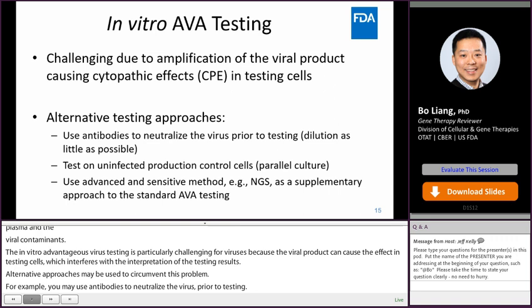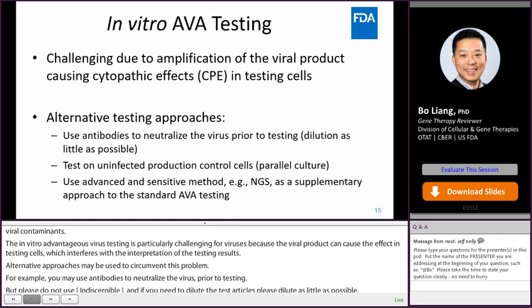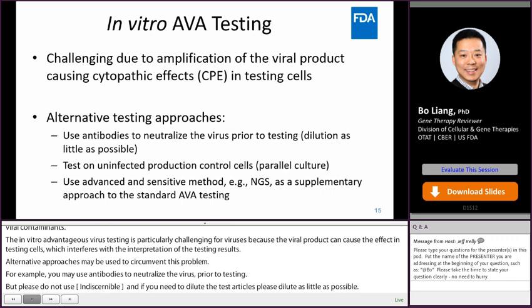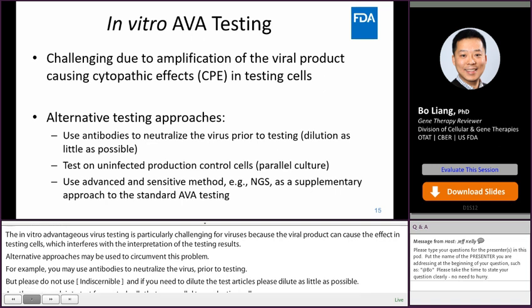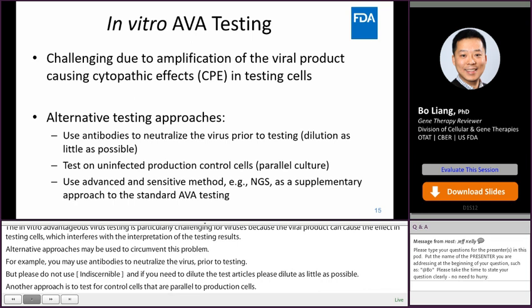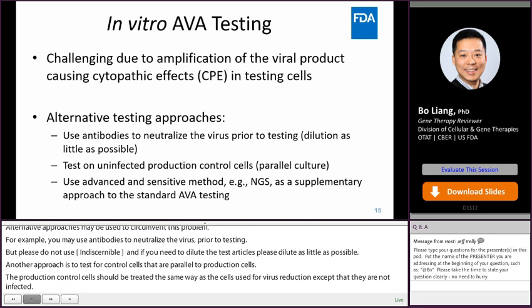Another approach is to test the mock-infected production control cells that are cultured in parallel to the production cells. The production control cells in the parallel culture should be treated the same way as the cells used for the virus production, except that they are not infected. And a third approach is to use NGS for detection of adventitious viruses. But currently, we do not allow NGS to be used as the sole method for the testing. It may be only used as a supplementary approach to the standard AVA testing.